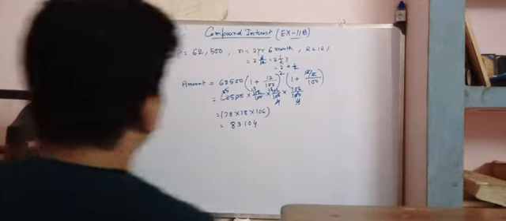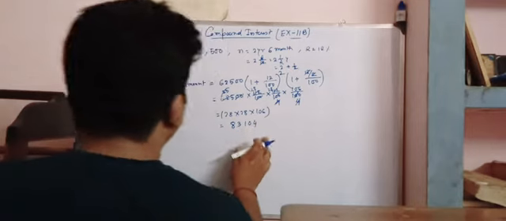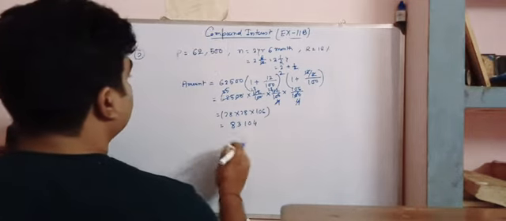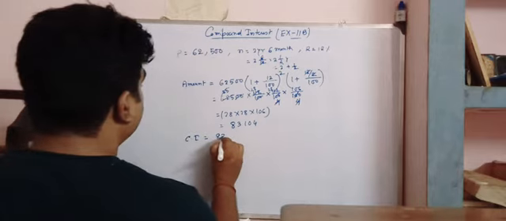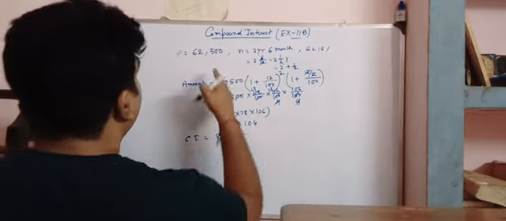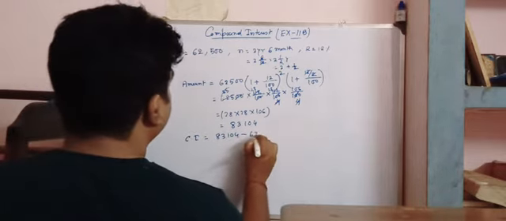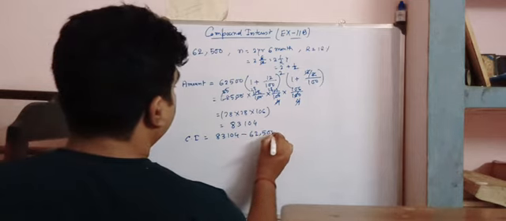So this is my amount, and now computing the compound interest: 83,104 minus 62,500.